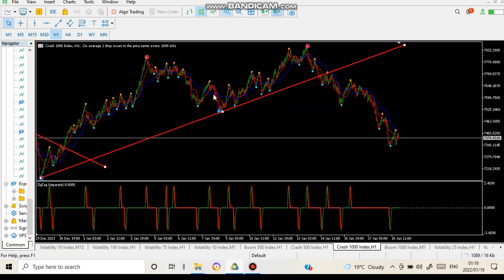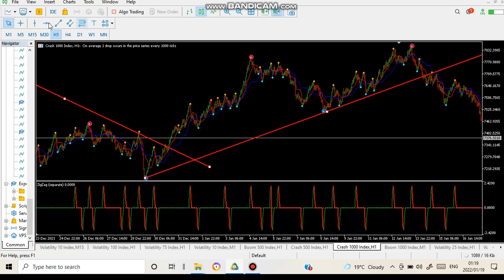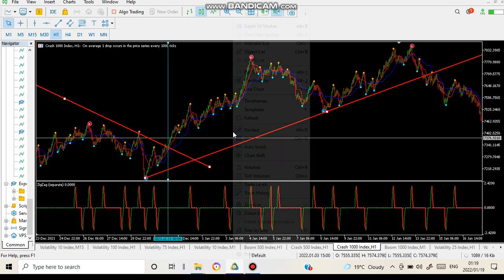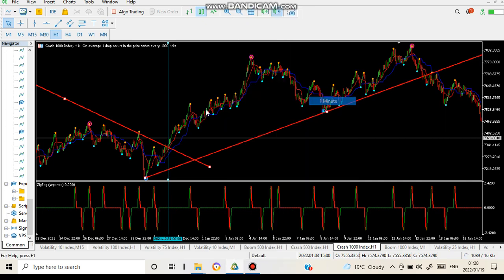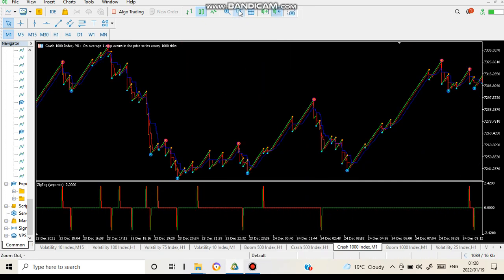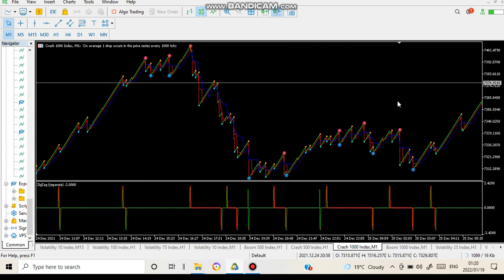So check this out. I'm just going to draw a vertical line and go back to this date where price was at, okay? Now let me just go to the 1 minute time frame and show you guys what I'm talking about. It was the 31st of December 2021, right?